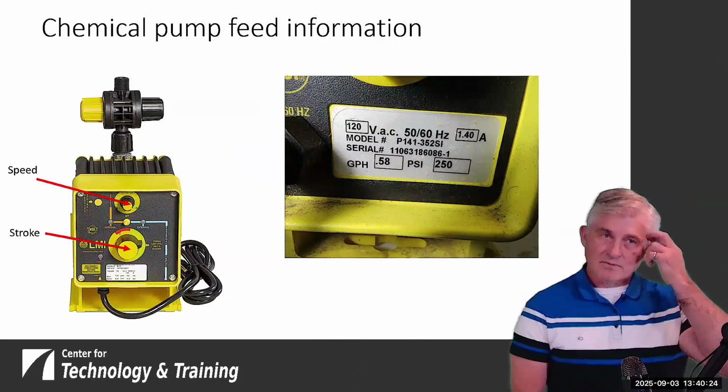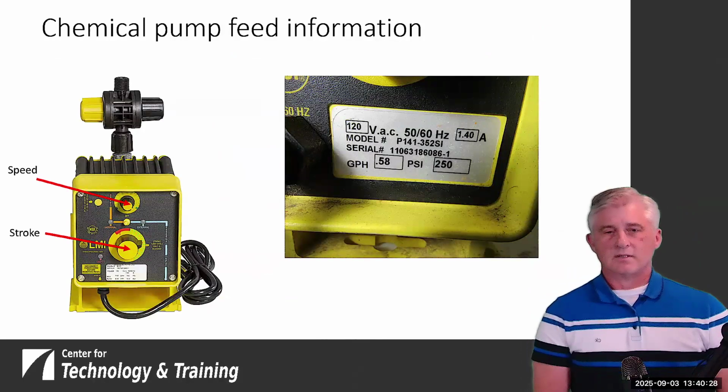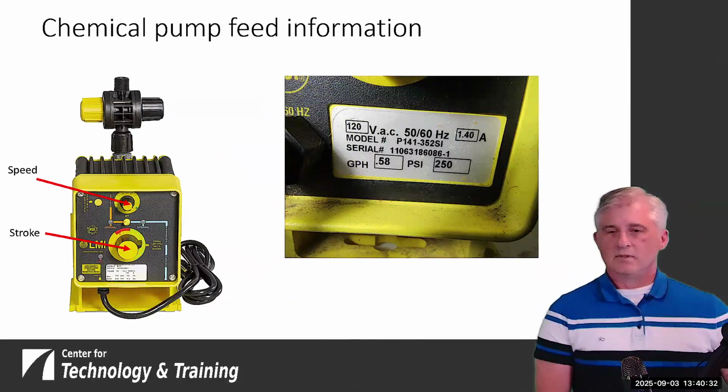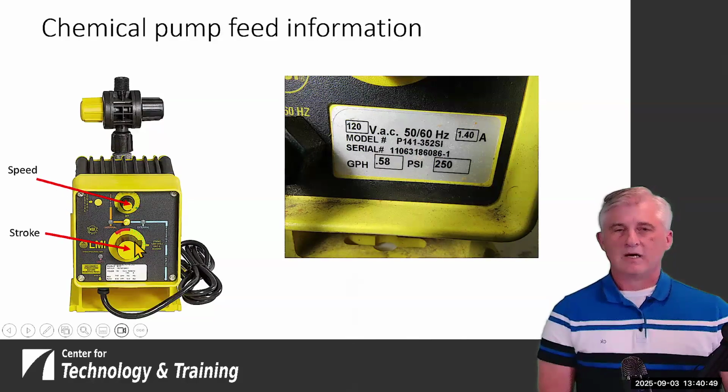So this is an example of a chemical feed pump. It's an LMI pump. These are considered positive displacement pumps. So you'll note that these pumps have the speed, so that tells you how quickly it works, and then the stroke, that's how much goes into each time the pump pumps, how much it pumps, and this is how quickly it pumps. And those things can be adjusted.